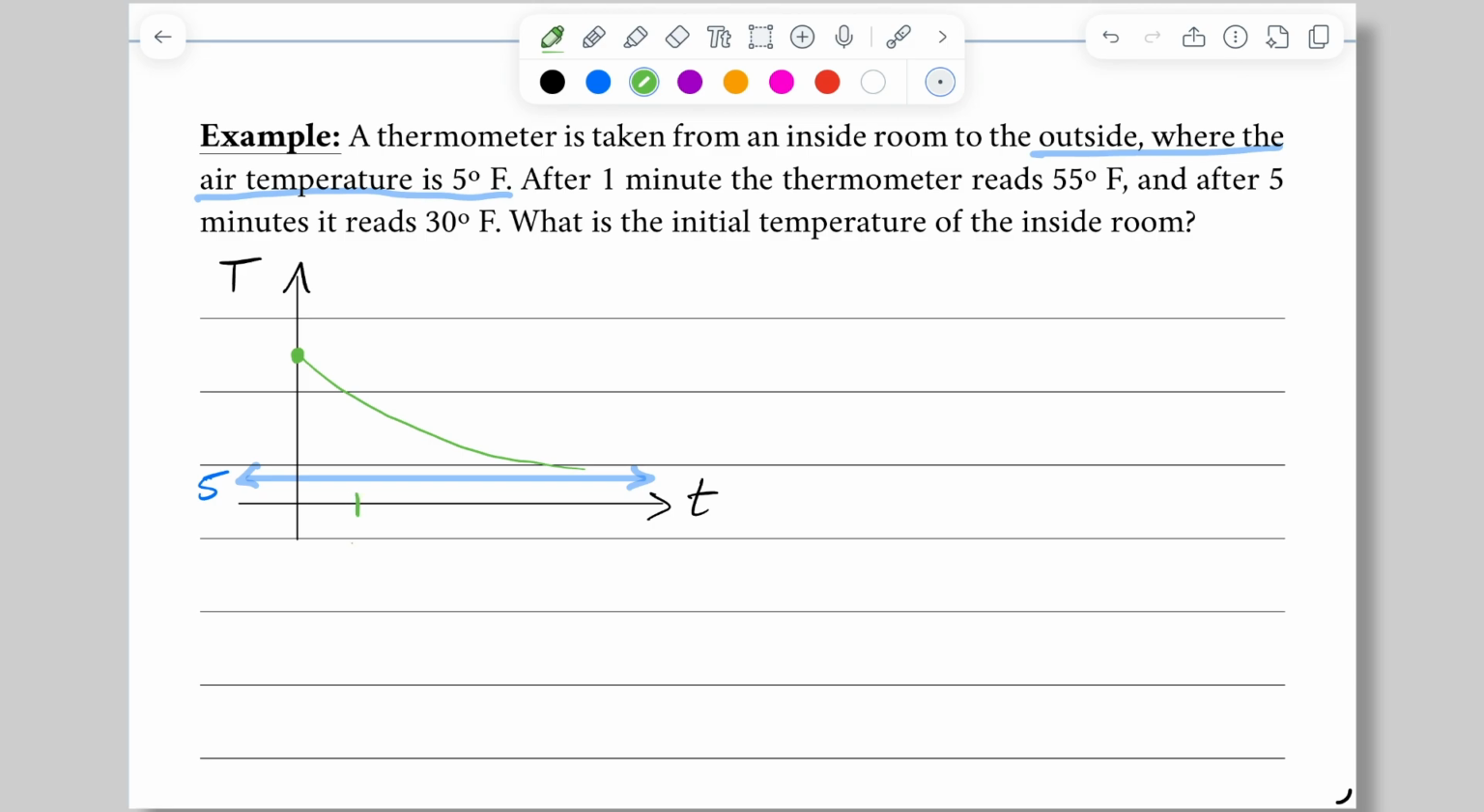After 1 minute, the temperature on the thermometer is 55 degrees. And after 5 minutes, the temperature of the thermometer is 30 degrees. For our model, the 5 degrees outside is the temperature of the medium, or the surrounding temperature. Speaking of our model, it is dT/dt is equal to k times (T minus T sub m).